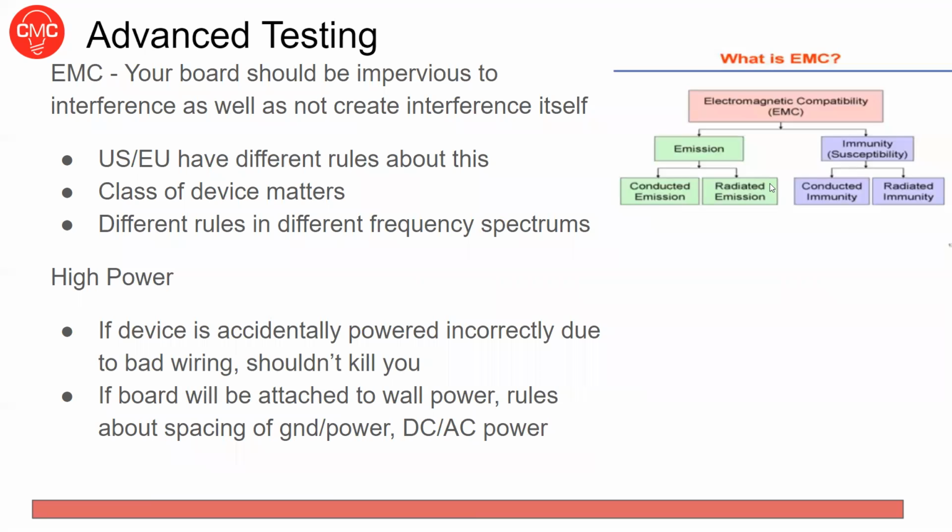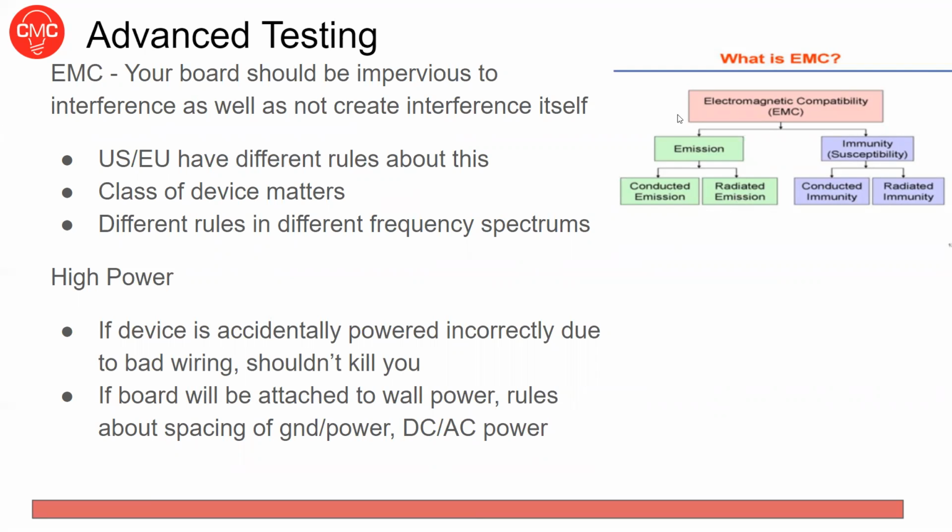And conducted and radiated. So radiated is like if your board is emitting just kind of like radio waves, or not necessarily radio waves, just noise out into the universe. This could be problematic for communication systems, for wireless communication systems, and that kind of thing. And then conducted is back into the power line. So let's say you have this plugged into the wall. Is it conducting any kind of noise back into the power system? And that can be bad for other devices that are plugged into the same system.